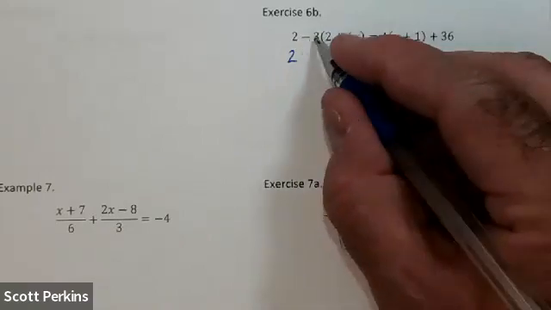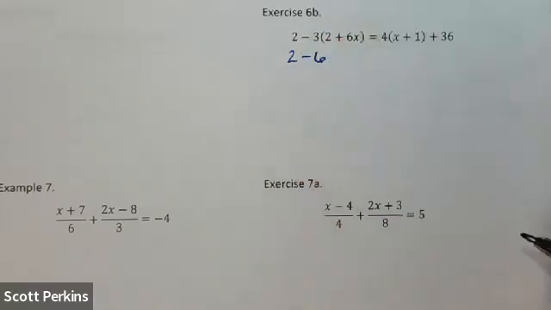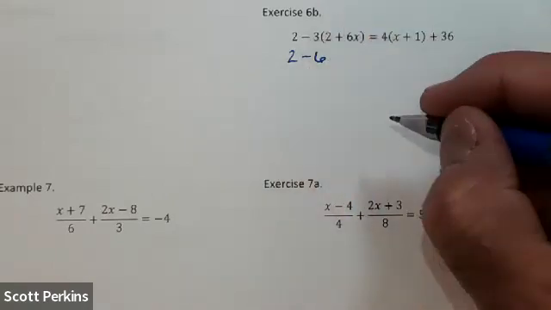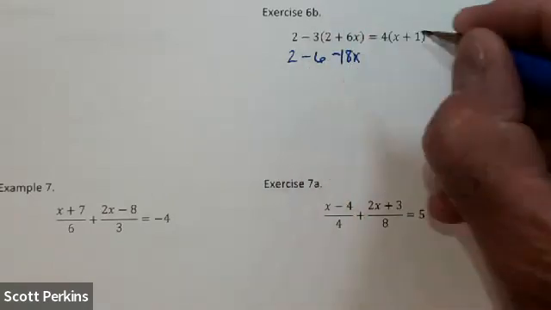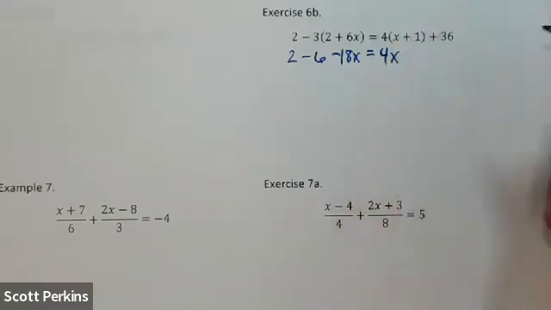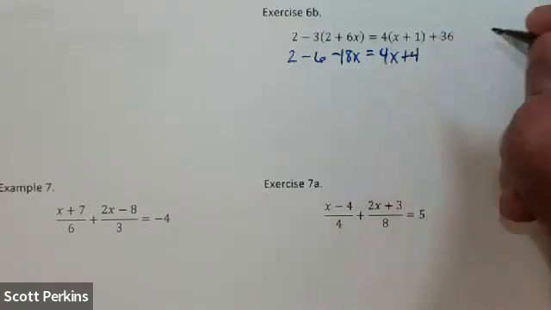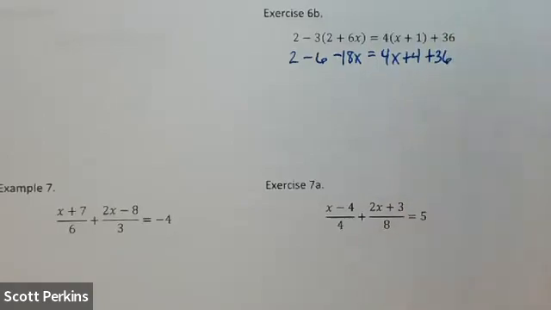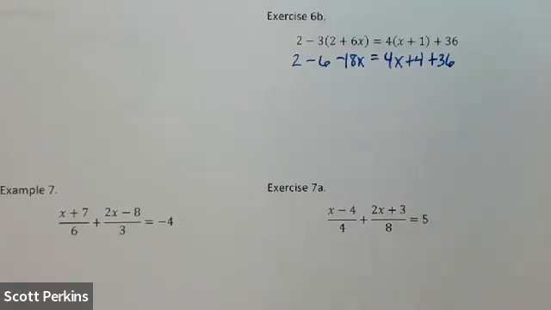Then the -3 times the 2 is -6. The -3 times the 6x is -18x. On the other side, 4 times x is 4x. 4 times 1 is 4, and then plus 36. And let me just reiterate, if you did make that mistake, don't beat yourself up. Mistakes are opportunities to learn. Okay, so mistakes can be good things if you let them be.